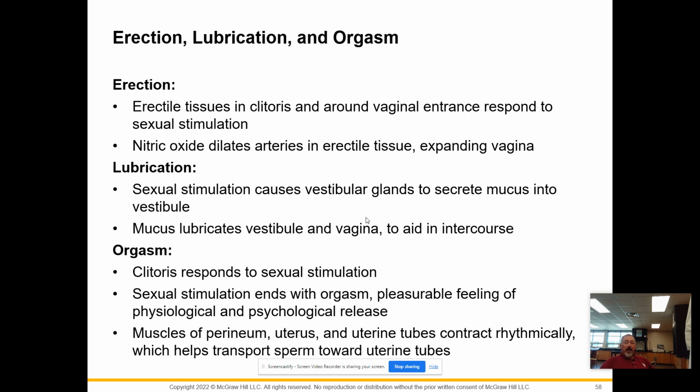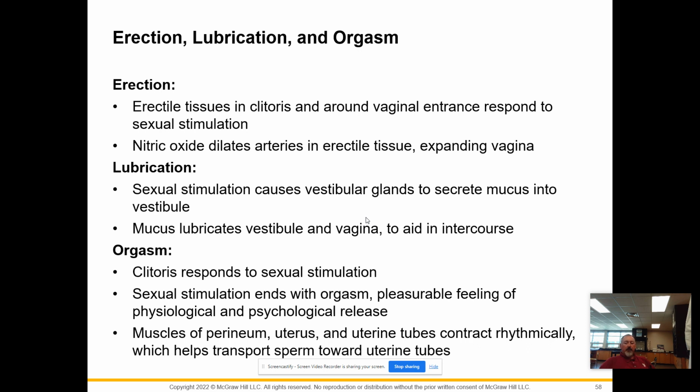Lubrication. Sexual stimulation causes the vestibular glands to secrete mucus into the vestibule. The mucus will lubricate the vestibule and the vagina. These both help in the process of intercourse. All right, lastly on this, we have the orgasm. The clitoris responds to sexual stimulation. Sexual stimulation ends with orgasm, which is a pleasurable feeling of physiological and psychological release.